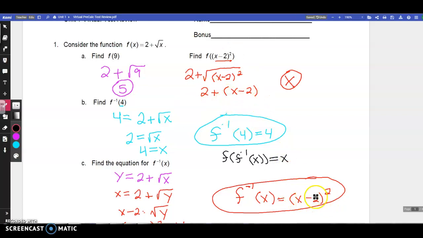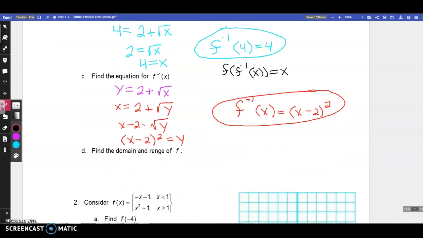We took f inverse, which we didn't know was the inverse at the time, and plugged it into the f function, and we got x, which is what this definition said should happen. So after part A, we should have already known that this was the inverse function, but we weren't really thinking about it like that at the time.